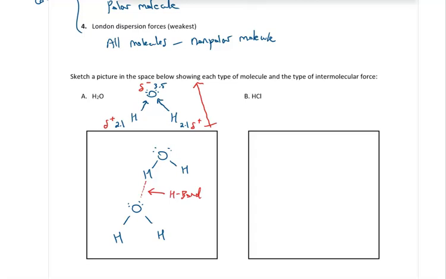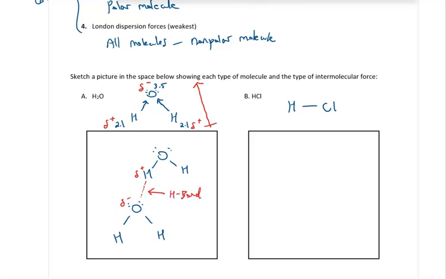That unequal distribution creates these partial negative and partial positive charges, which are going to be this electrostatic attraction. The partial positive of one hydrogen is going to attract the partial negative of another oxygen. So the hydrogen bond is between those two molecules.